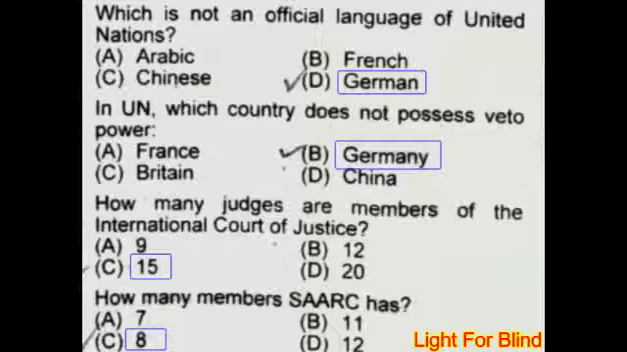Number 70. Which is not an official language of United Nations? Answer is German. Number 71. In UN, which country does not possess veto power? Answer is Germany. Number 72. How many judges are members of the International Court of Justice? Answer is 15.